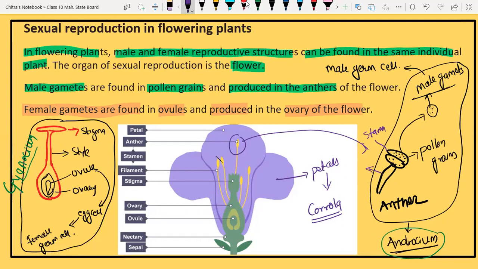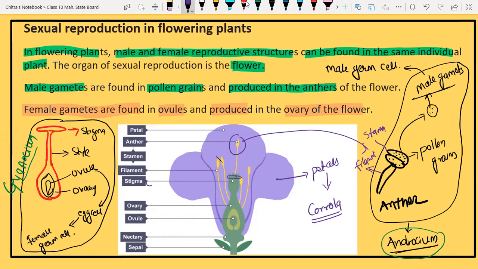And this is called the filament. Stamen, filament and pollen grain form the anther. So these are the anther. Then we have the stigma, that part which is very sticky. Generally pollen grains fall on the stigma and germinate from there itself.